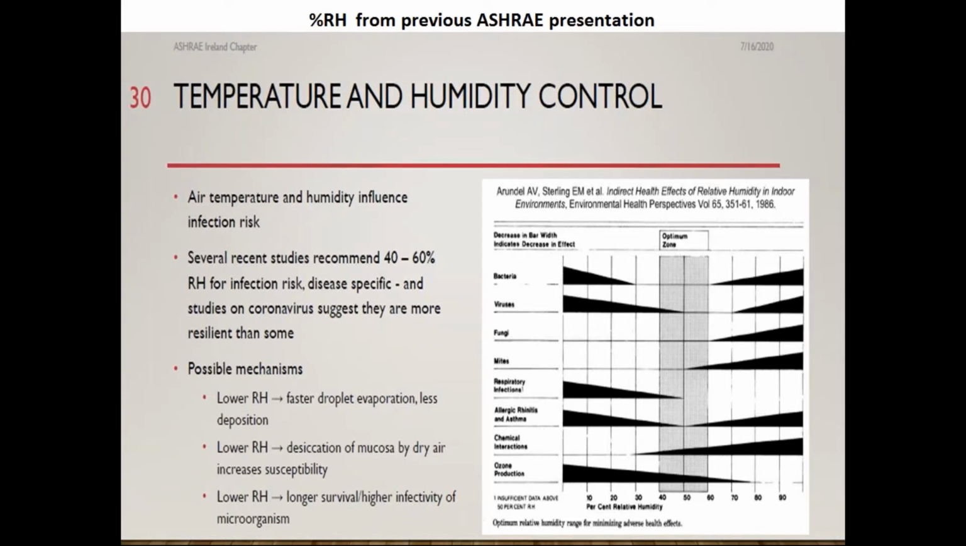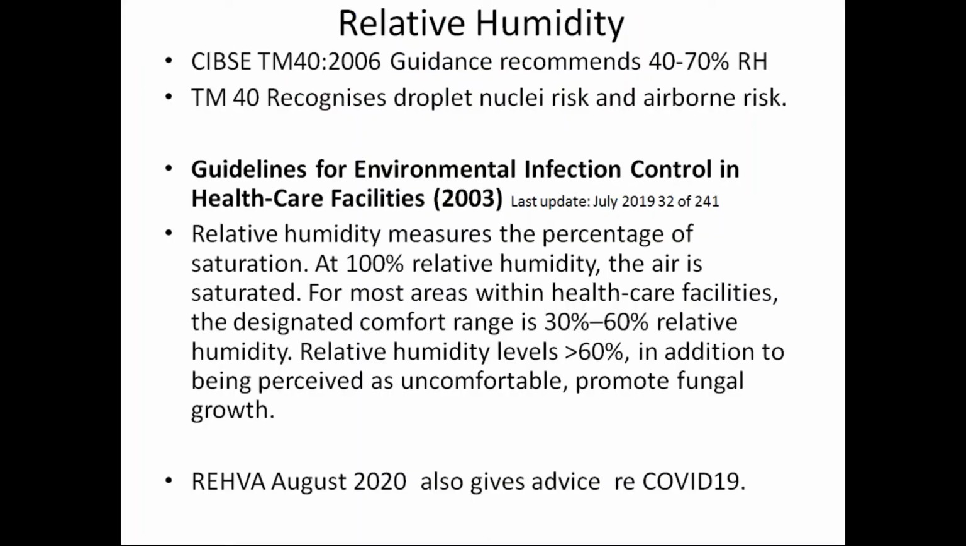But the important piece here is that at lower RH, you get faster droplet evaporation. The desiccation of the mucosa reduces your own infection protection system, so it reduces how well you can protect yourself at the lower RH. It dries out the mucosa, which causes a reduction in your own defense mechanisms and increases susceptibility. And then you get the longer survival. So humidity is a factor.